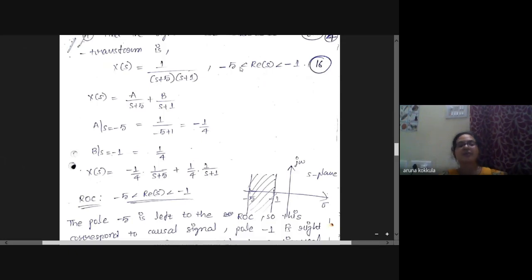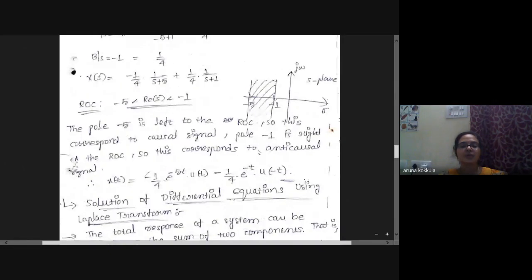Real part of s greater than minus 5. Real part of s greater than a pole corresponds to a causal signal. Real part of s less than some pole corresponds to a non-causal signal. So here minus 5 is the causal part and minus 1 is the non-causal part. By applying the inverse Laplace transform, x of t is equal to minus 1 by 4 e power minus 5t into u of t. Because minus 1 is a non-causal signal, I got the answer as minus 1 by 4 e power minus t u of minus t.